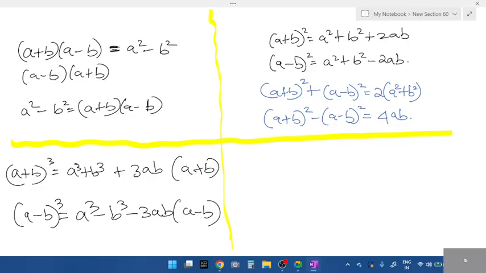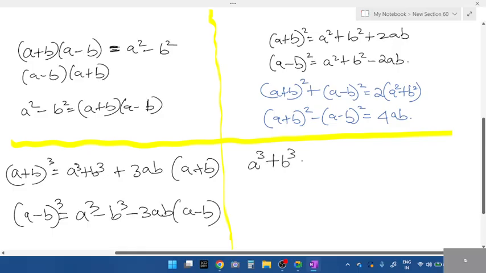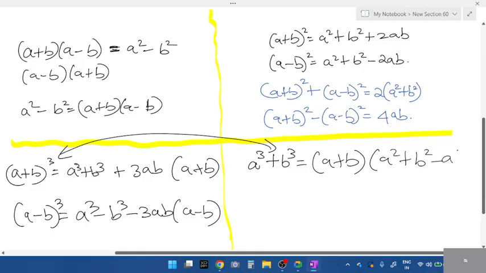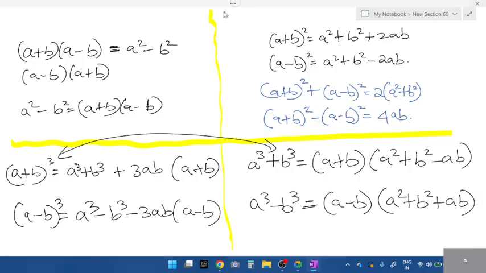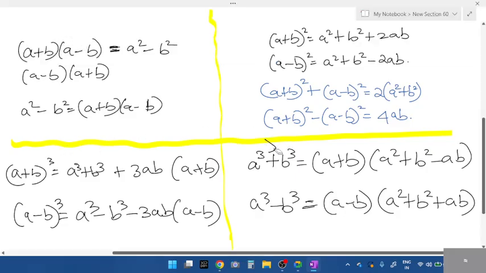You write it or take a screenshot and copy it later. Next, write it separately. Look at the screen, all of you. A cube plus b cube, students. These two are different, they're not the same. A cube plus b cube formula is a plus b into a square plus b square minus ab. Next, a cube minus b cube. A minus b, everything will be positive inside. A square plus b square plus ab. That's it. These are the most used algebraic formulas in trigonometry. All of you will write it. Maintain a separate book for tuition.